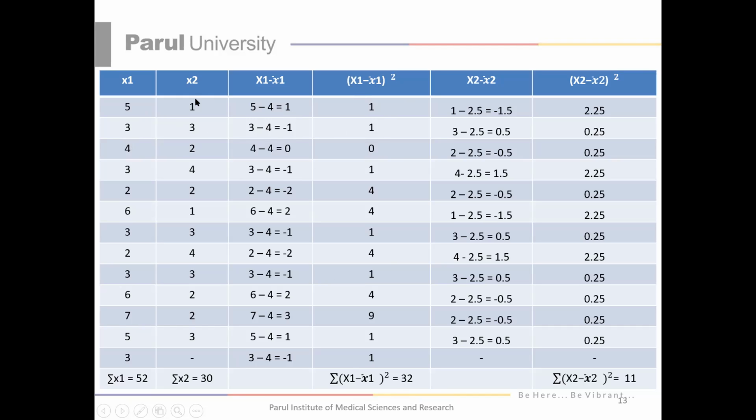Same way for the second group, for the second variable. So x2 minus x2 bar: 1 minus 2.5 is equal to minus 1.5, 3 minus 2.5 is equal to 0.5, and so on. And the last column is x2 minus x2 bar whole square. And we get summation x1 minus x1 bar whole square is equal to 32, and summation x2 minus x2 bar whole square is equal to 11.